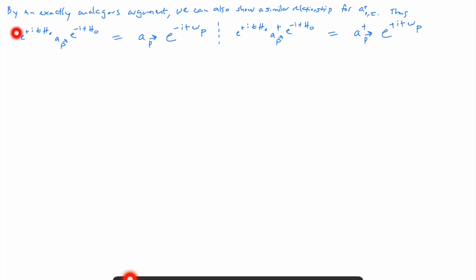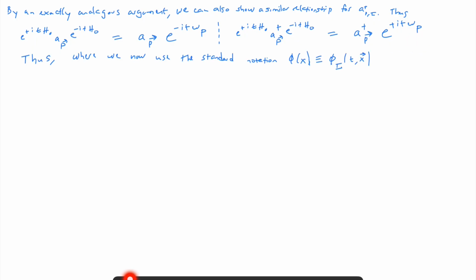So that's summarized over here. And exactly the same argument, you could play around with it on your own using that Hadamard lemma. Probably good practice to do that. Do the same thing for A dagger, and it's just an analogous argument, and you'll find this expression here, a very similar expression with the plus i t omega p.